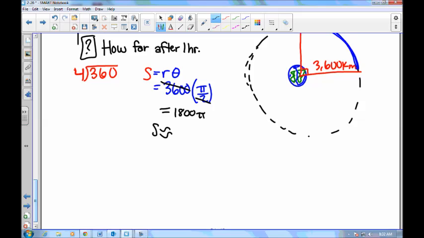Okay, and what'd you get? 5,654.86. 0.8, but after the 6 comes another 6, so rounding, we would go 8. 5 or more up to the score, 4 or less, let it rest. So 0.87. And then our unit is right here, kilometers.